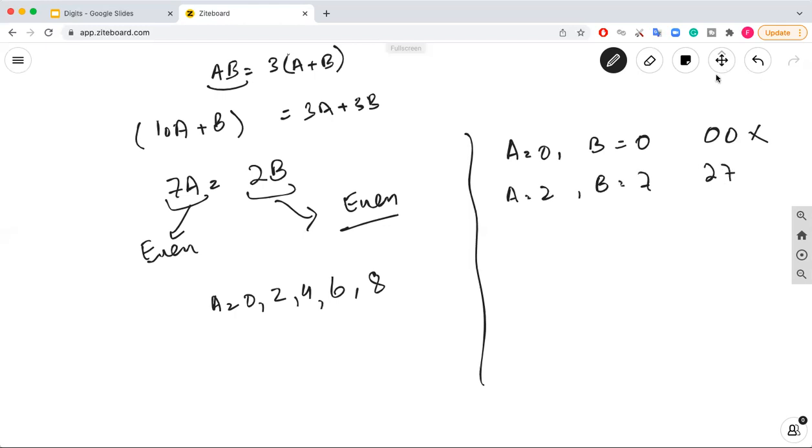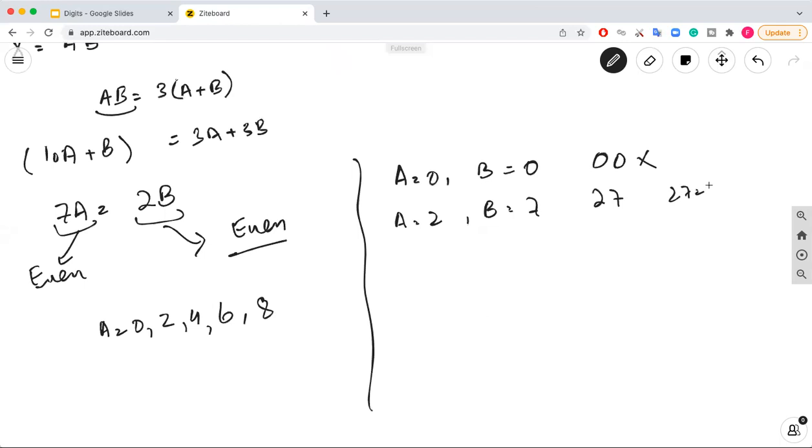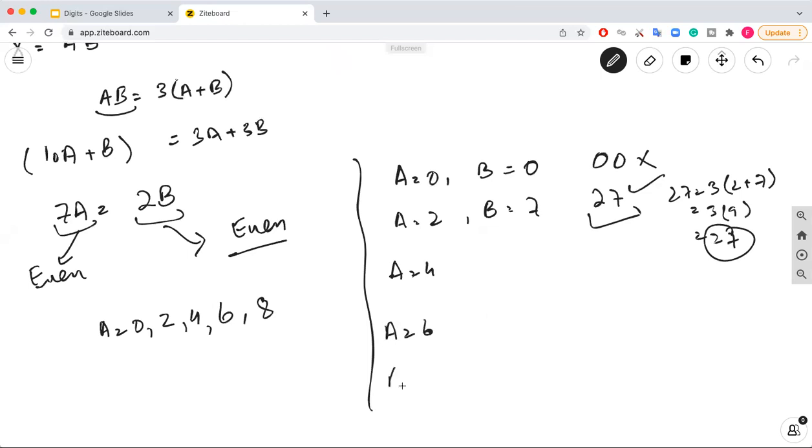And if I consider 27, 27 is equal to 3 times 2 plus 7. This is 3 into 9, that is 27. Yes, exactly what we are looking for. And if I consider a is equal to 4, a is equal to 6, a is equal to 8. If a is equal to 4, what is the answer? b is equal to 14. This is not a one digit which can be put in place of b. If I proceed further, we will also get two-digit integers, not one-digit. So that's why 27 is that number, which is equal to thrice the sum of its digits. Everyone got this?